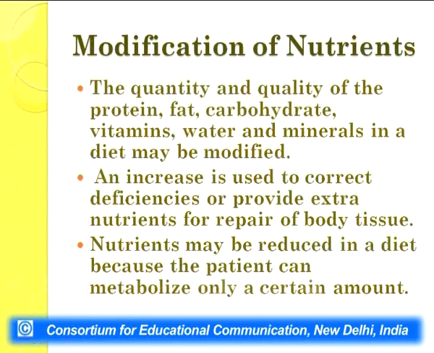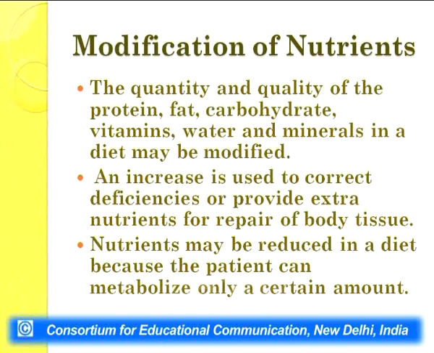Now the next aspect of any therapeutic diet is modification of nutrients. As I told you earlier, in certain cases we try to restrict nutrients and in certain cases we give extra nutrients. So the quantity and quality of the protein, fat, carbohydrate, vitamins, water and minerals in a diet may be modified. An increase is used to correct deficiency or provide extra nutrients for repair of body tissues. As I told you earlier, in the case of high fever, we increase the quantity of calories. So in that case, we can give fruit juices, electrolyte powder or the sugar salt solution to supplement the loss of minerals as well as fluid.